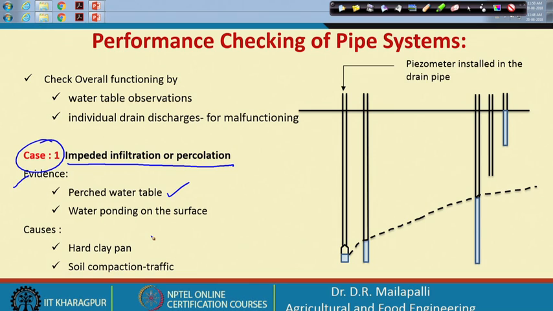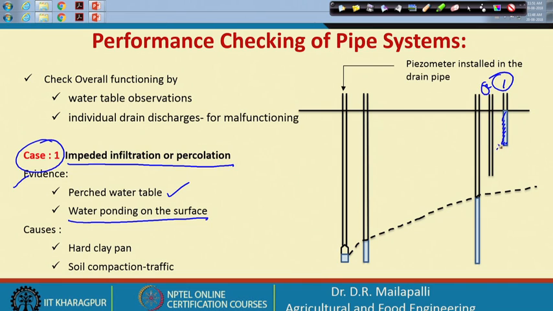So, because of the formation of the clay layer below the soil surface, water ponds on the surface. Evidence could be this: if you see observation well number 1, you can clearly see water present in it, whereas no water is present in well number 2.